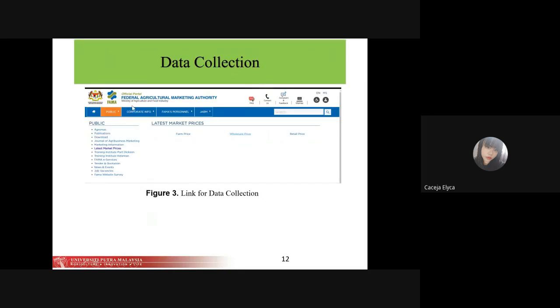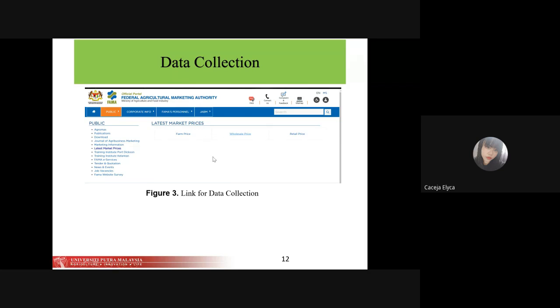So here is the link for the data collection, which we get from the Federal Agriculture Marketing Authority, FAMA. Maybe later we will try to get other data from MARDI and also from the Ministry of Trade and Industry Malaysia. But that is still in progress. We still try to collaborate with both agencies.